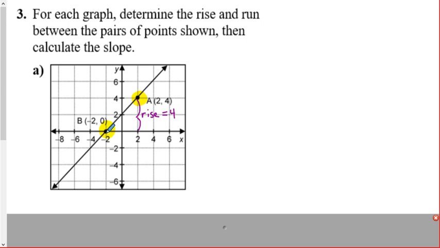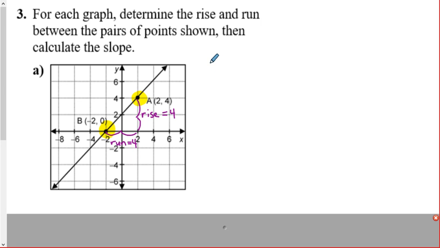And what's our run? We start over here at -2. We go to 0. And then we go to 2. So it looks like that is also 4. Looks like we have a run equal to 4.